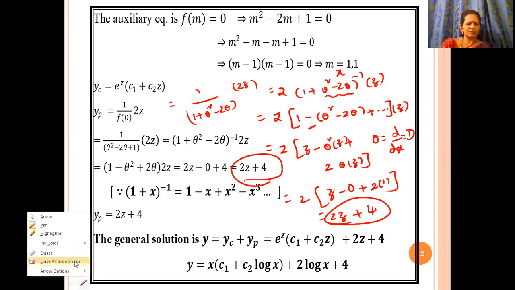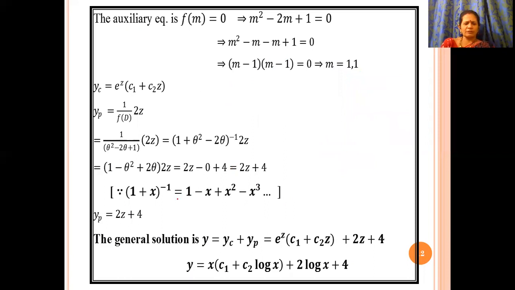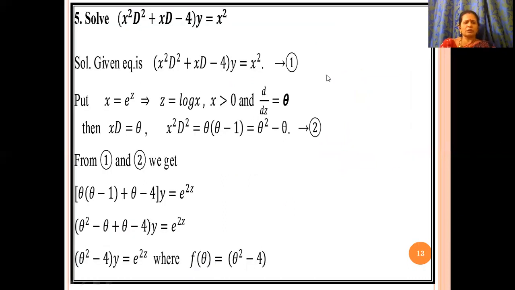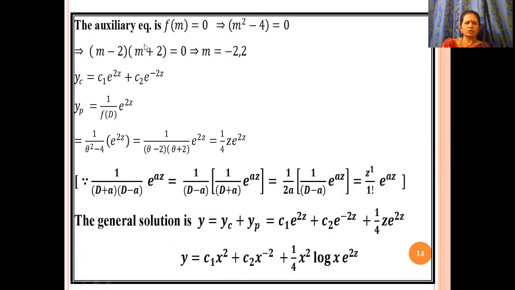I am going to erase this. Now, after getting yp, write down the general solution. Now coming to the fifth problem, this is another type. First of all, apply the Cauchy Euler equation, then write down the auxiliary equation. Here we got real roots, so according to the real roots write down the complementary function, then write down the particular integral yp.